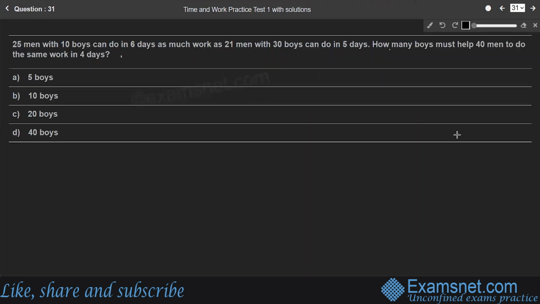Question 31. 25 men with 10 boys can do in 6 days as much work as 21 men with 30 boys can do in 5 days. How many boys must help 40 men to do the same work in 4 days? Here the question is, 25 men plus 10 boys can do some amount of work in how many days? In 6 days. So they can do some amount of work.